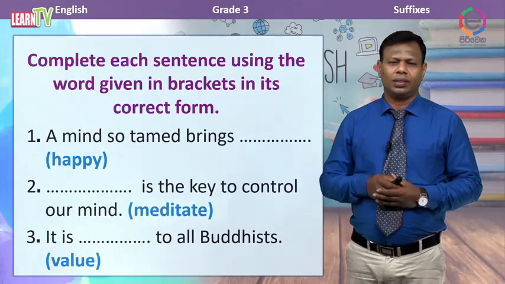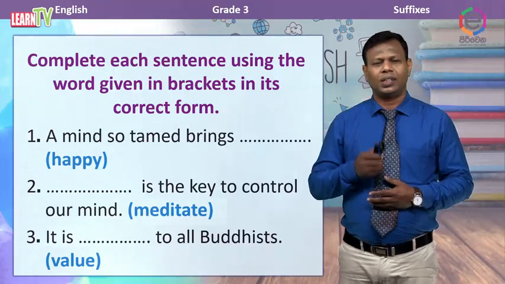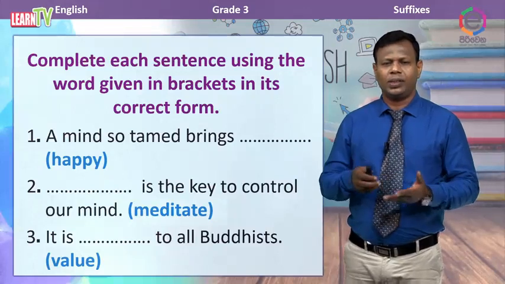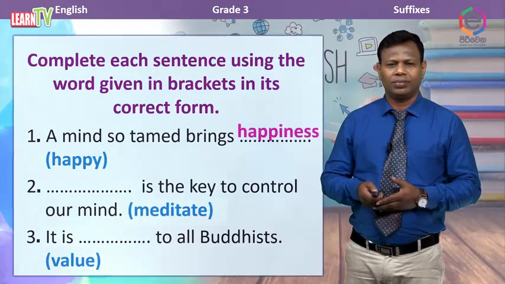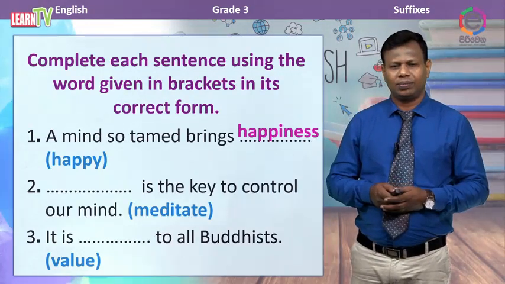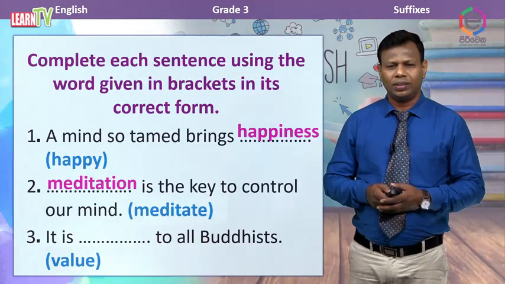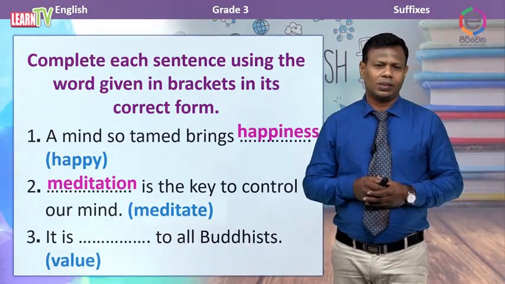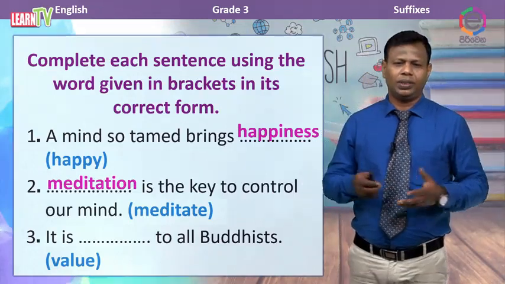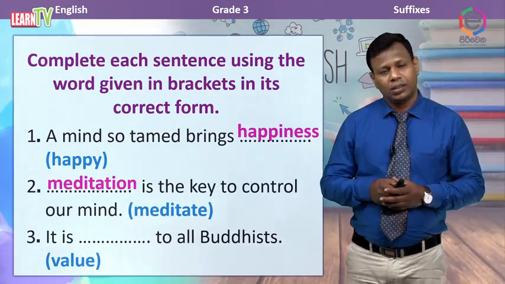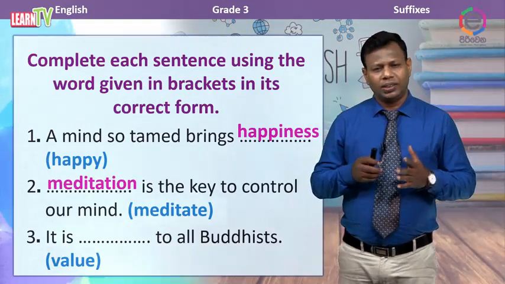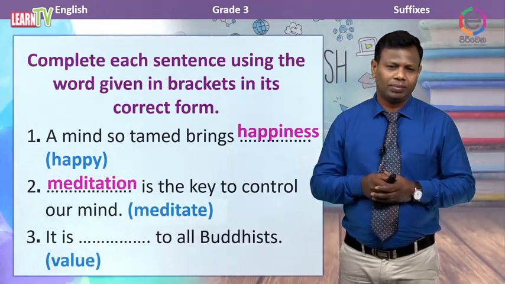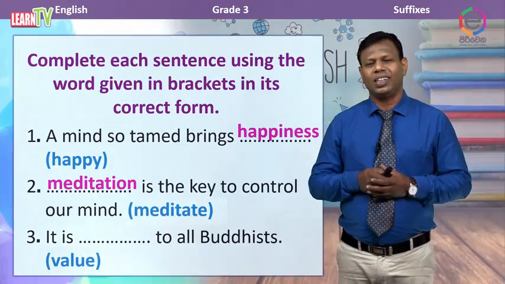You can use suffixes. Ness. Happy, ness, happiness. It's a noun. A mind so tamed brings happiness. Now, look at this one. Meditation. Meditate. It goes to meditation. Noun, meditation, as a subject. Meditation is the key to control our mind. Don't forget it. Keep it in mind. It's very important. Meditation is the key to control our mind.